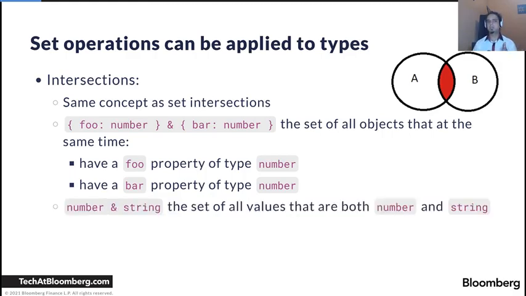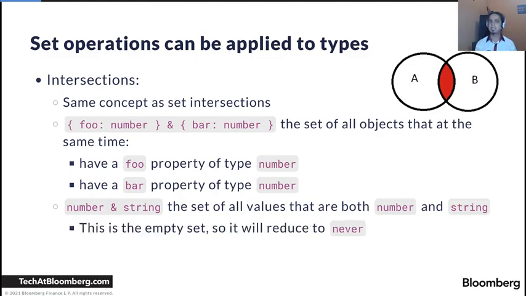Similarly, we can create a new intersection between number and string, and this creates the set, or the type, of all values that are simultaneously both string and numbers. And I know what you're thinking right about now. What value is both a string and a number? And the answer is that no value will satisfy this intersection. So what we get is actually the empty set, which reduces to the type never. And we will see this happening in several places where intersections that can never happen will reduce to the never type.